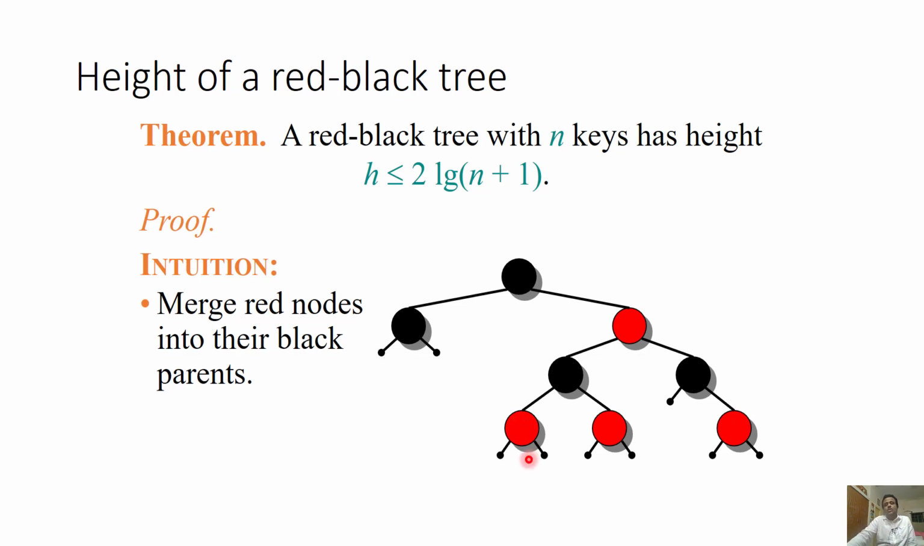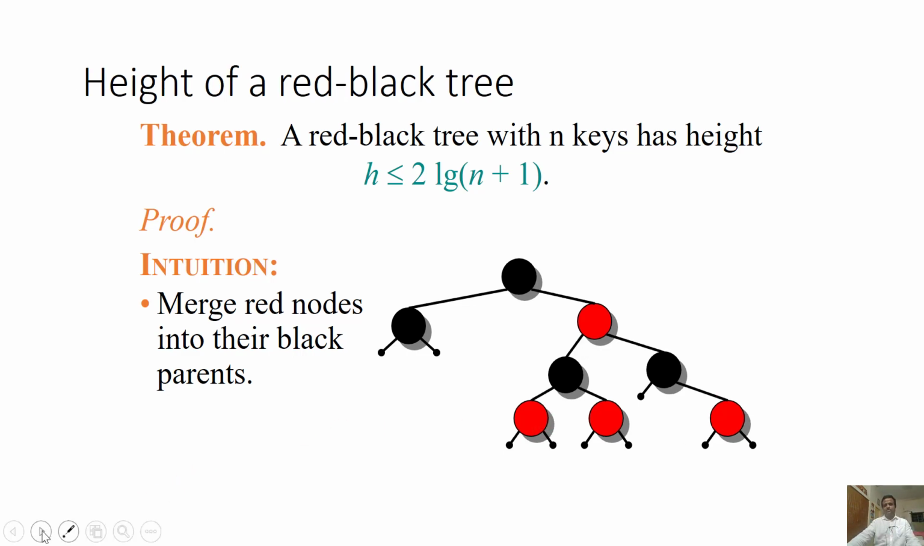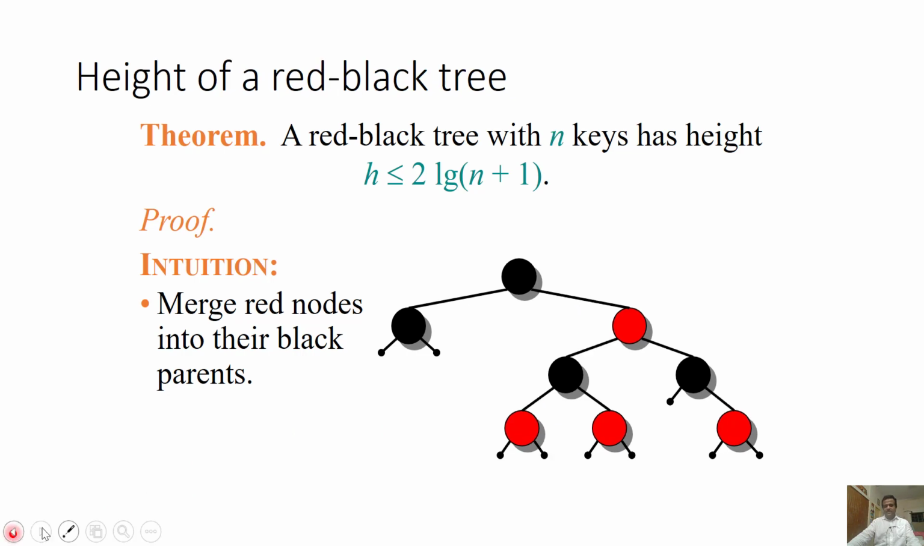The idea is, we know that if a node is red, the parent is black. So, we can merge a node with its parent. That is the idea that we are going to do. We just merge a red node with its parent, because we know if a node is red, then the parent must be black. So, this node is red, but we know the parent is black. This is also red, parent is black. So, we are going to merge these 3 nodes.